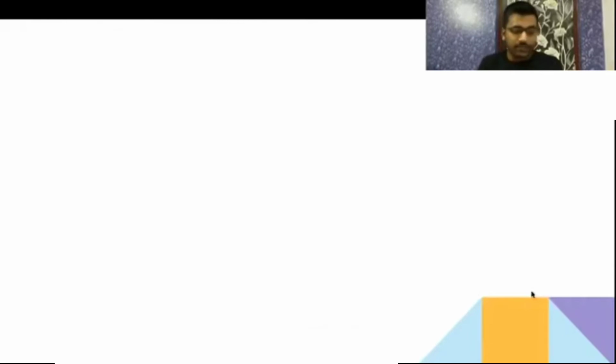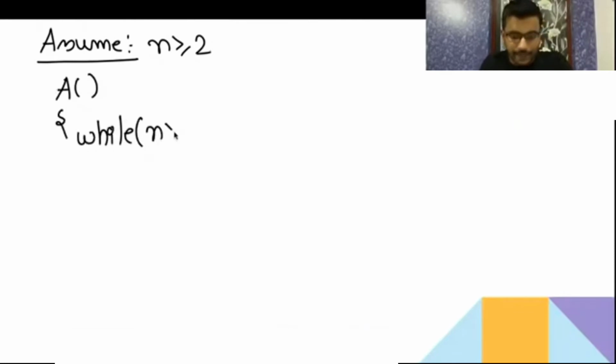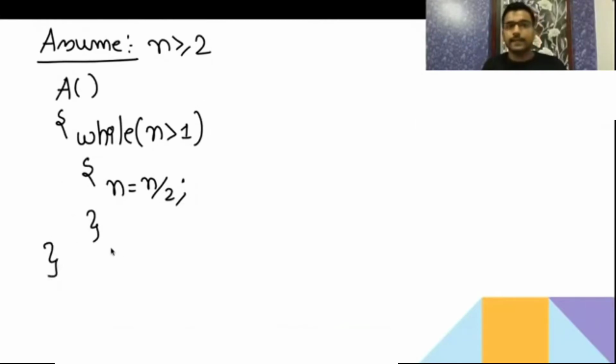Now we will see the division one. Okay, so for this kind of question, it's an important question. Assume n is greater than equal to 2. So this is the function. Now while n is greater than 1, n is equal to n by 2. You are dividing the n, and now here they are asking the time complexity.